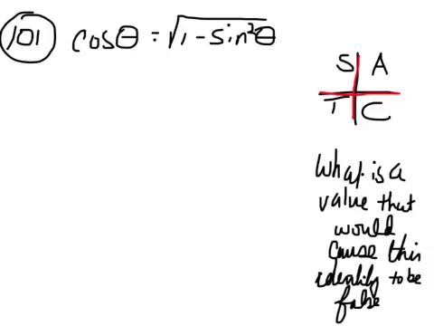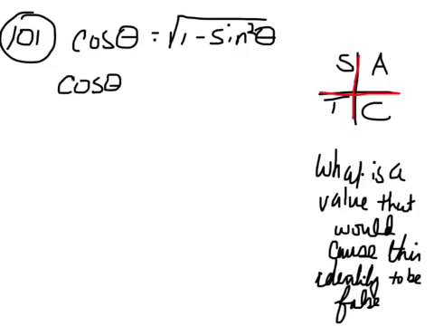Okay, here's a 101. They want us to just find a value that would show that this identity is not always true. Now, sometimes it's true. It's just not always true. So, first of all, if you think about it, I could simplify this.